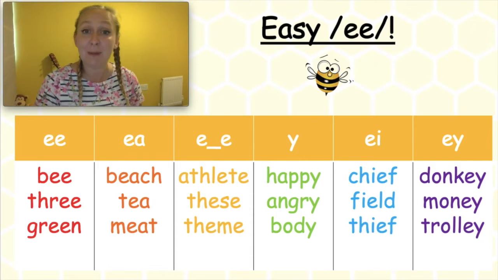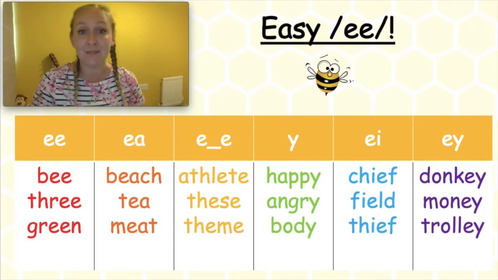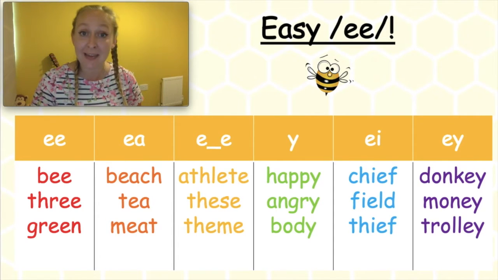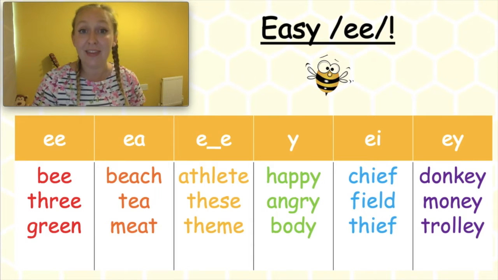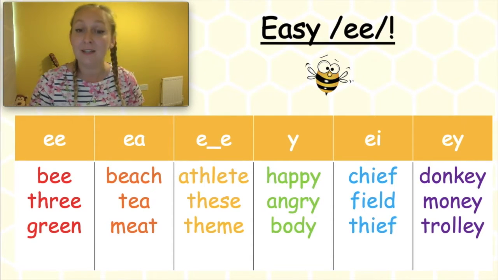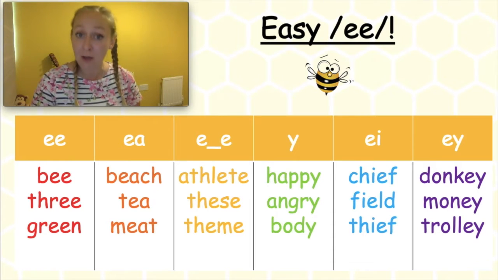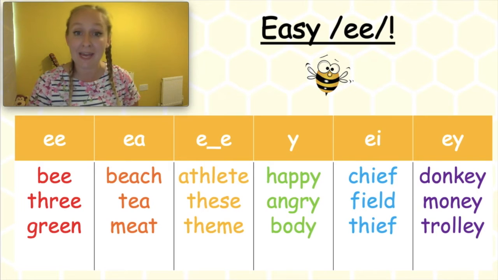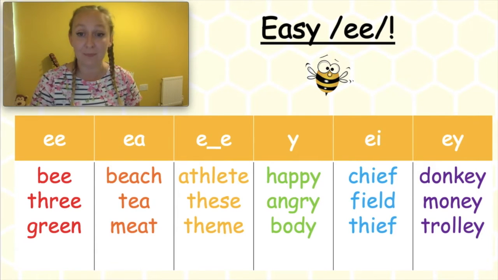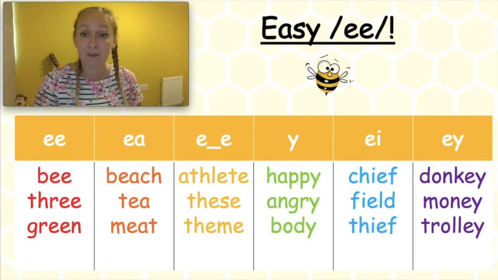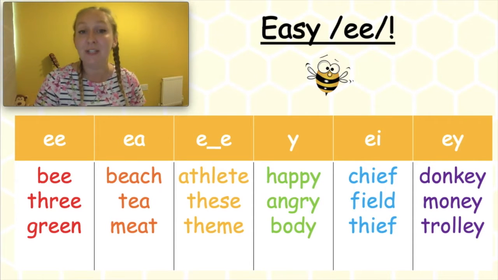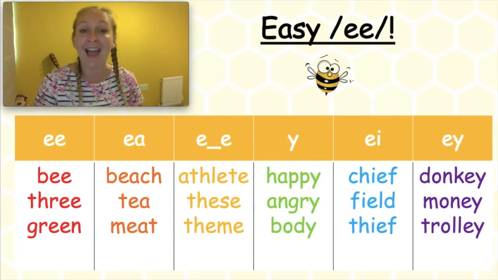For E spelled EA, you can have beach, tea, meat. For the split digraph E, you can have athlete, these and theme. For the E sound spelt with a Y, you can have happy, angry, body. For the E sound spelt I, you can have chief, field and thief. And finally, the one that we're going to be learning today, how to spell the long E with an E and a Y, you can have donkey, money and trolley.